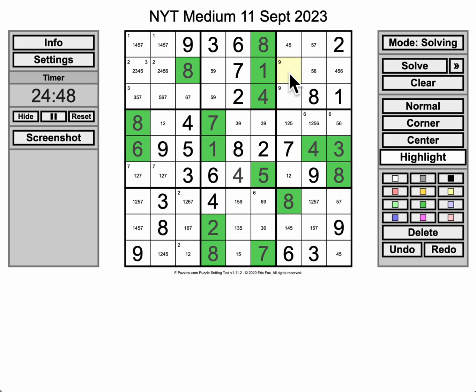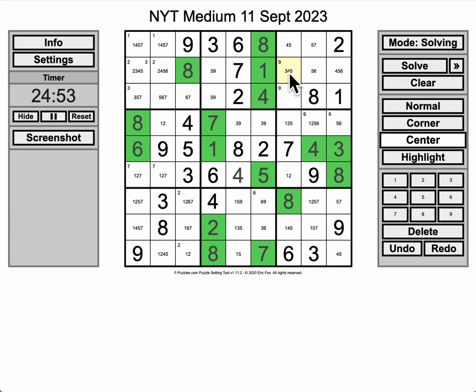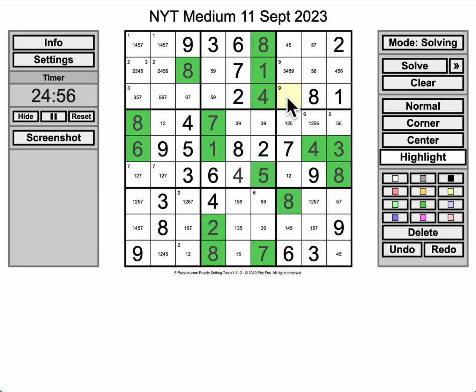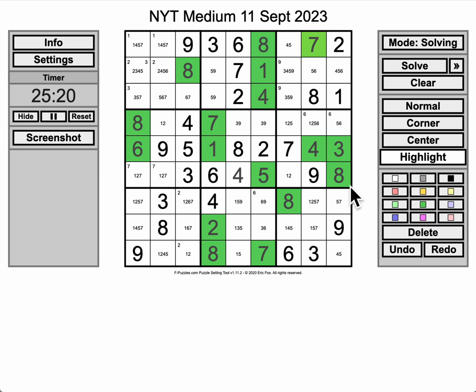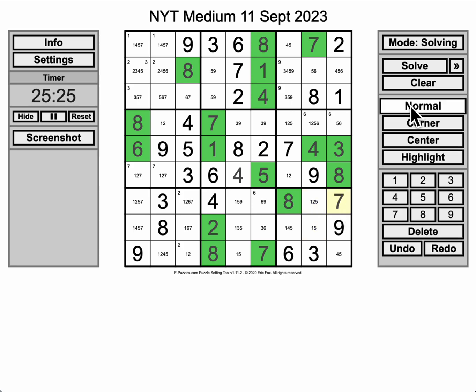This one cannot be 1, 2, 6, 7, or 8. This one cannot be 1, 2, 4, 6, 7, 8. 3, 5, or 9 explicitly. Okay, well, these can't be 7, and these can't be 7. So I should have seen it earlier, but that's forced to be a 7. It can't be anything else. So these aren't 7. It forces that to be a 7.